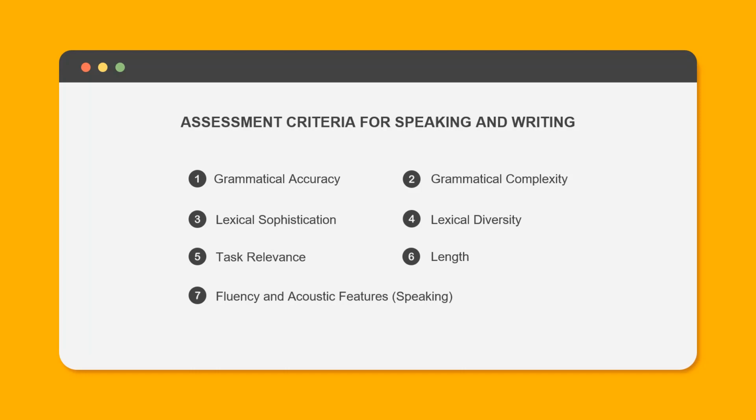So moving on to the next 2 language features, we've got lexical sophistication and lexical diversity. So basically, lexical means vocabulary, but what is the difference between the sophistication of vocabulary and the diversity of it? In order to achieve a high level of lexical sophistication, you'll need to use some low-frequency words and phrases. This means words and expressions that are not commonly used in everyday conversations.